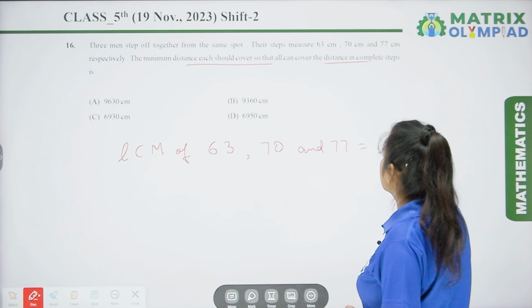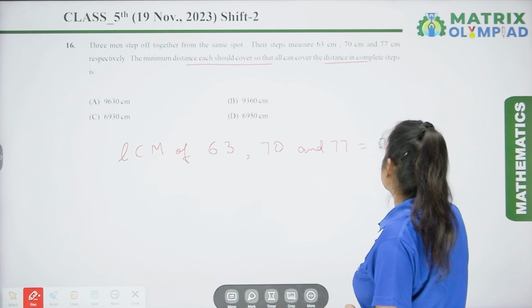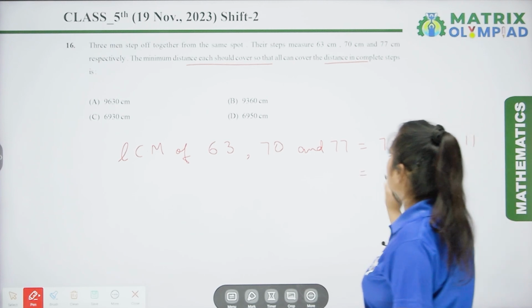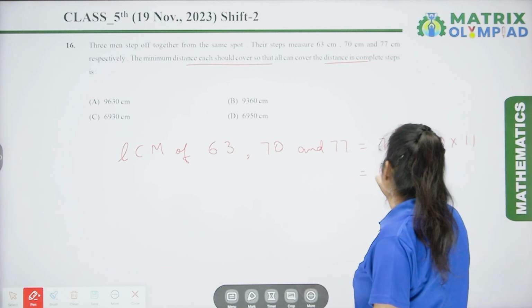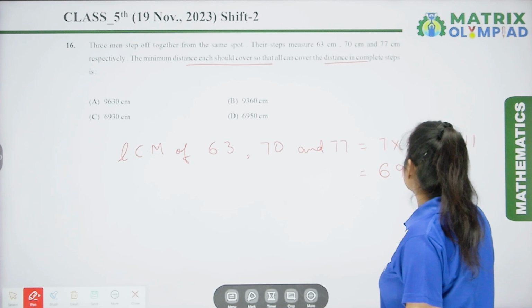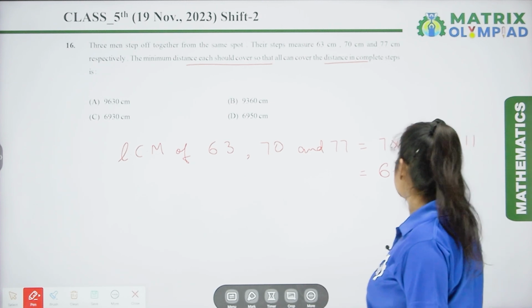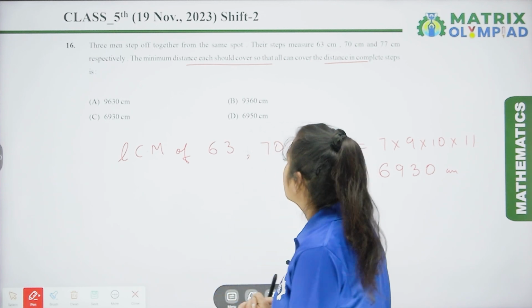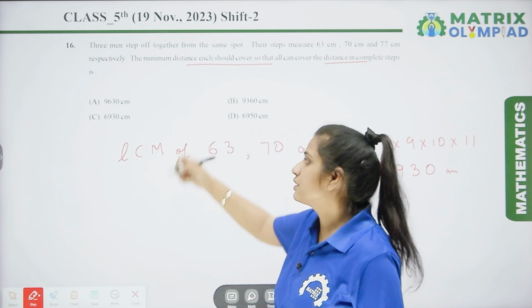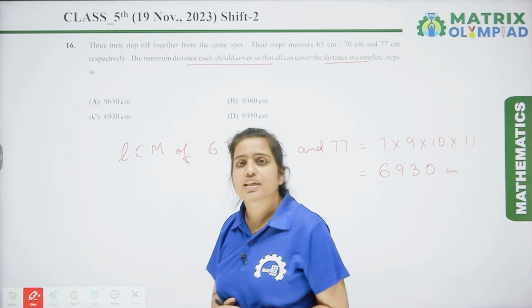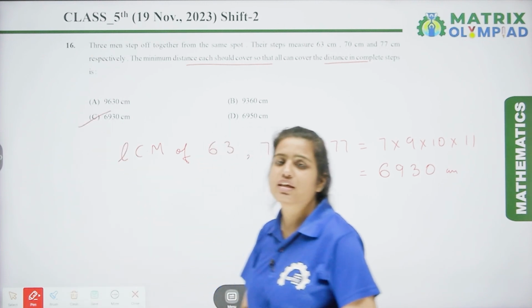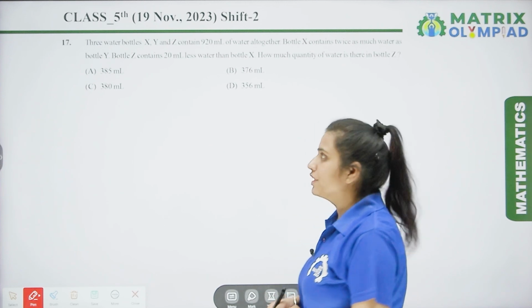So here the LCM is 7 multiplied by 9 multiplied by 10 multiplied by 11 and that is equal to 6930 centimeters. So here the minimum distance each should cover is 6930 centimeters. So here option C is the correct answer. Now the next question is question number 17.